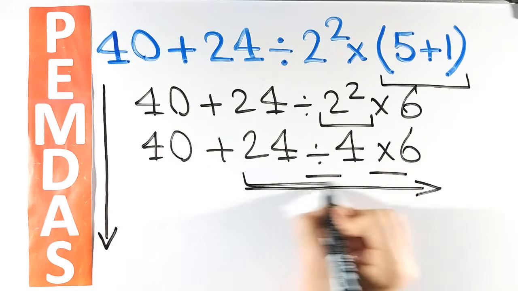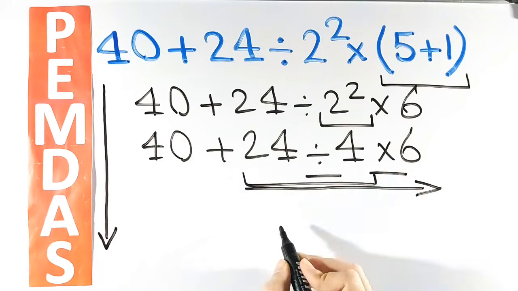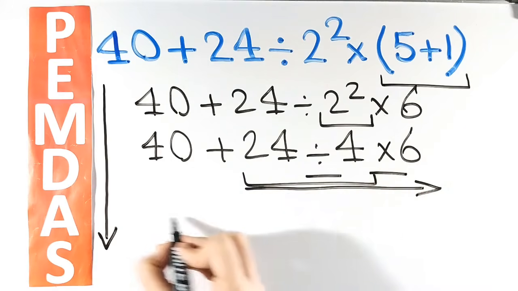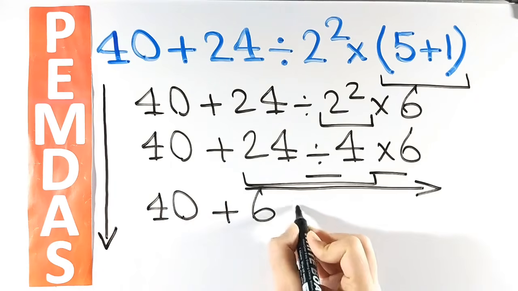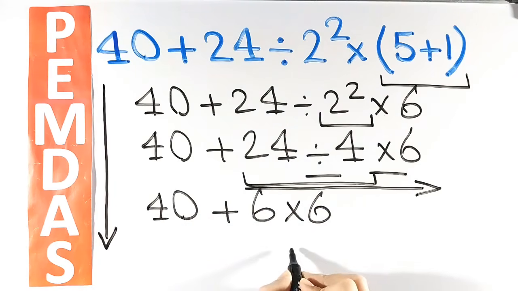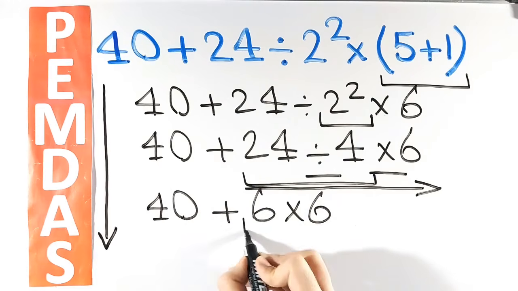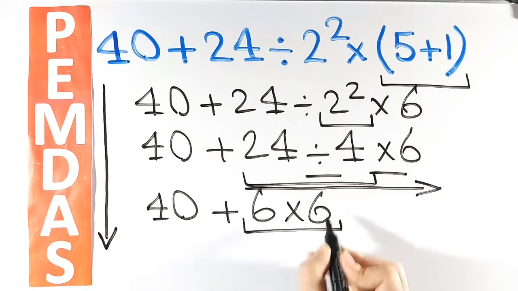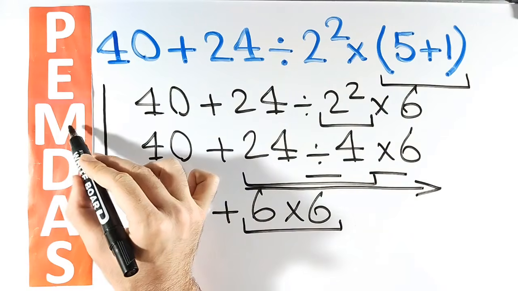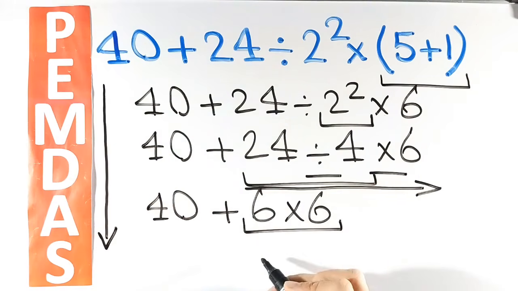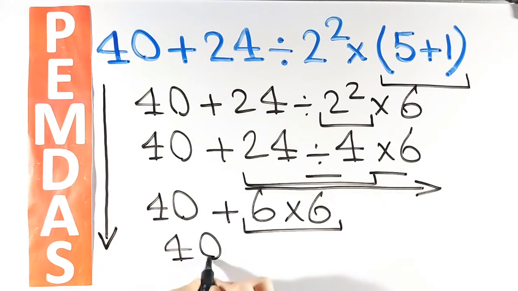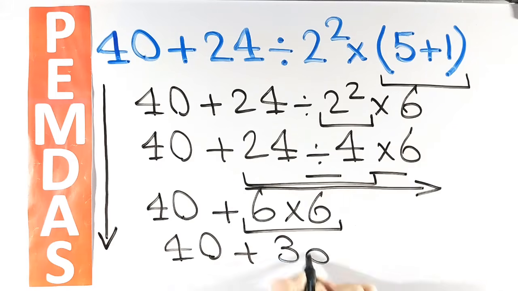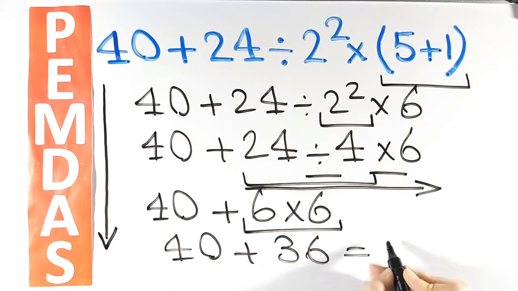So, first we go for the division between 24 and 4. And instead of this expression, we can write 40 plus 6 multiplied by 6. And the final step, we go for the multiplication between 6 and 6 because multiplication has priority over addition. So, we rewrite this expression as 40 plus 36, which finally gives us the answer, 76.